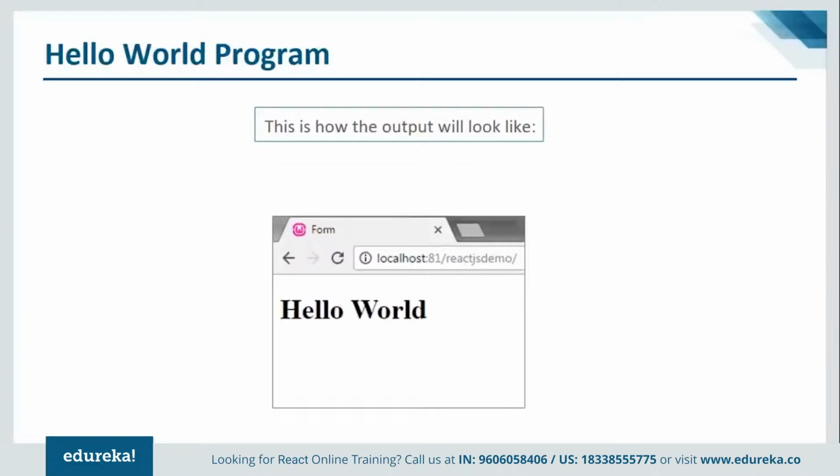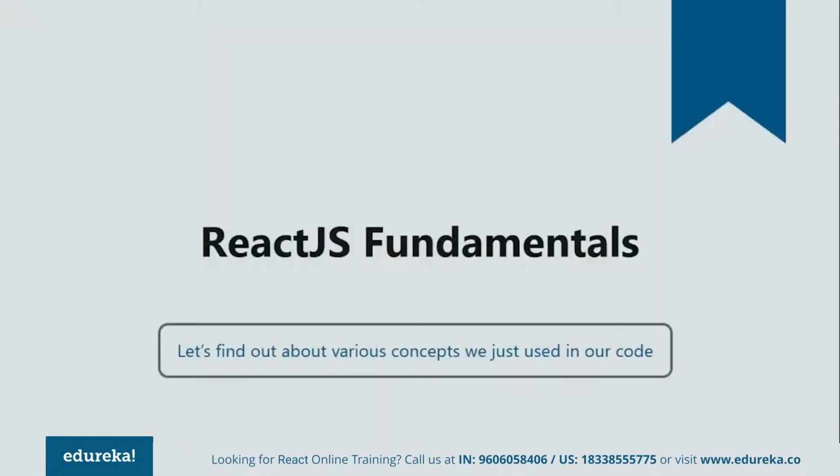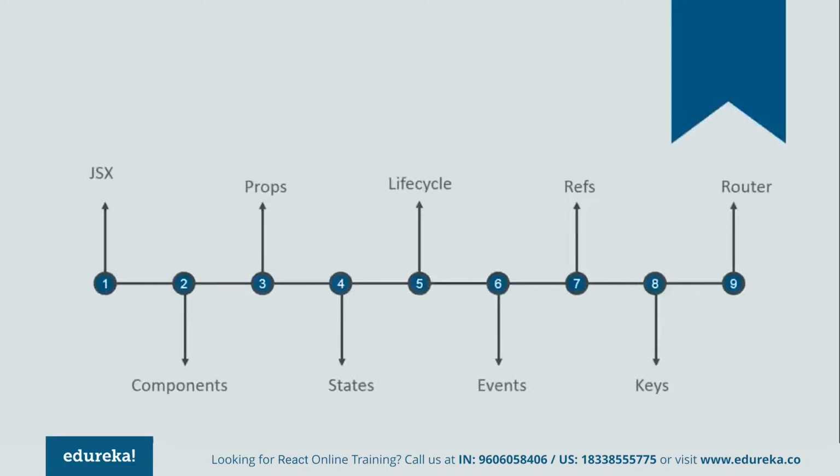Since we are done with our first program, let's now find out the various fundamental concepts working behind it. Here, first we'll understand what a JSX file is and how it is used. Then we'll learn about components and their different forms. After this, we'll find out what props are, followed by states. Then we'll have a quick look at the different phases of the component lifecycle. Next, we'll learn about React events and how they are triggered. After this, we'll see what references and keys are and understand their importance in React. Finally, we'll understand what React Router is and then we'll proceed to our demo. So without wasting any more time, let's take up our very first topic, that is JSX.